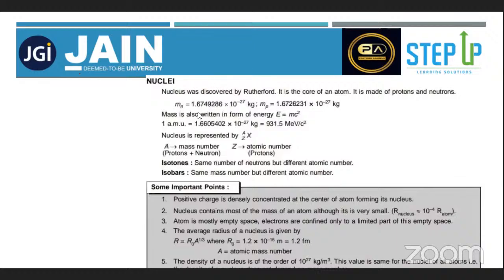Talking about nuclei, we know all this: mass of neutron is this much, mass of proton is this much, one atomic mass unit is written as this much. A represents mass number, Z represents atomic number. Isotones have the same number of neutrons but different atomic number. Isobars have the same mass number but different atomic number. When you have isotopes, we know all this.